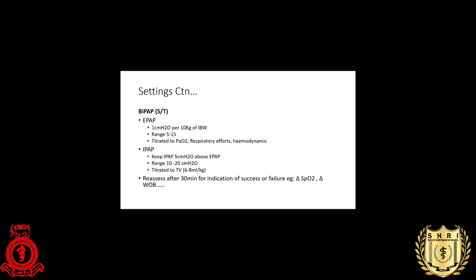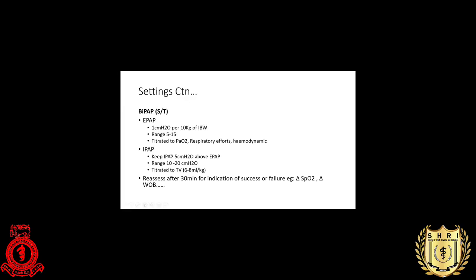This is BiPAP, also called ST mode, and this is what I mentioned earlier. You have to start with EPAP from 5, and you can go up to 15. IPAP you can start from 10 and you can go up to 20. In COVID patients, you may have to give 17 over 12 to get a good outcome.